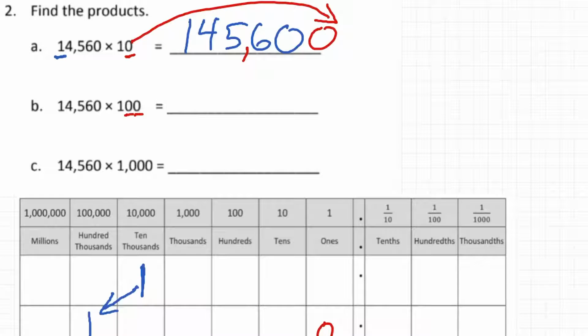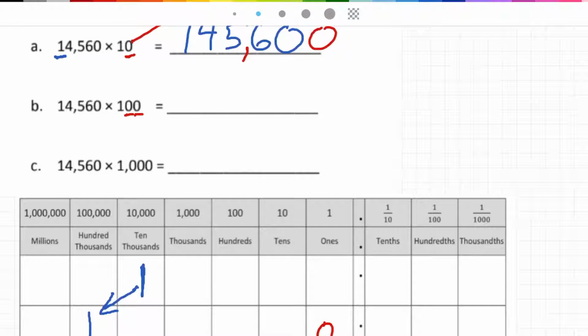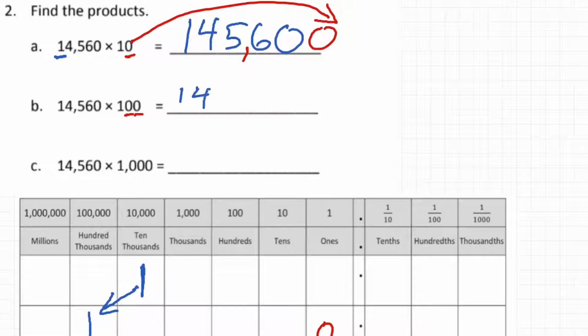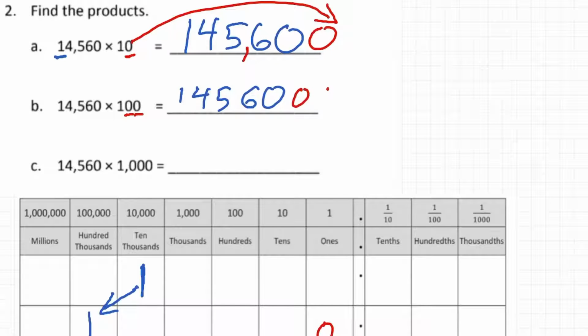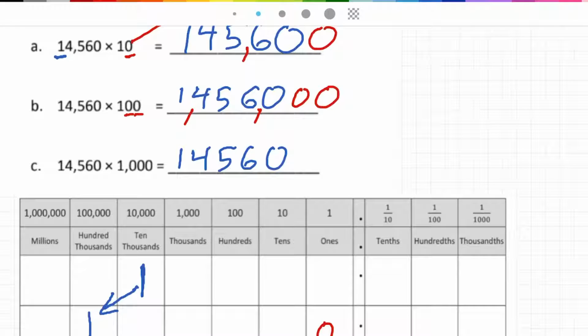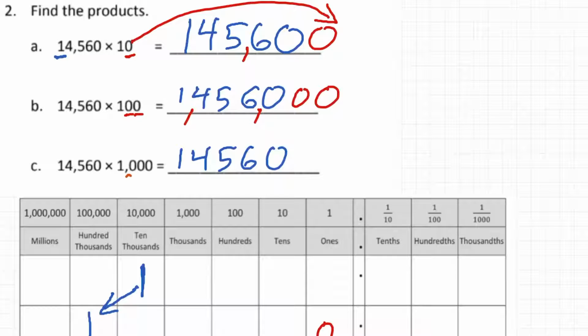There's 2 zeros here. So I'm going to copy the numbers down again, and I'm going to add 2 zeros to the end. Copy the numbers down again because they are the same numbers. And this time I have 3 zeros.